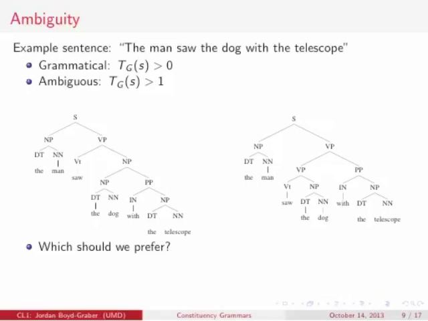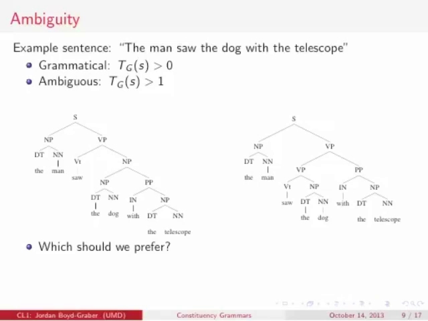If it is part of the noun phrase that includes the dog, it's talking about a dog with the telescope. So maybe a dog has a telescope strapped to his back. On the other hand, if "with the telescope" is part of the verb phrase, then this means that it's modifying the word "saw." So the manner in which the dog is seen is with the telescope, and this is the more likely interpretation. But how do we formalize that preference? If the grammar allows both of them, how do we know which to prefer?